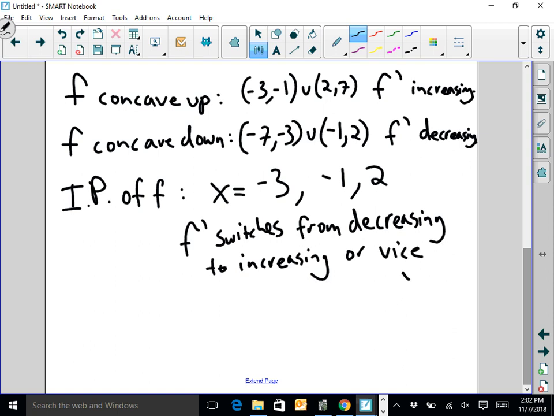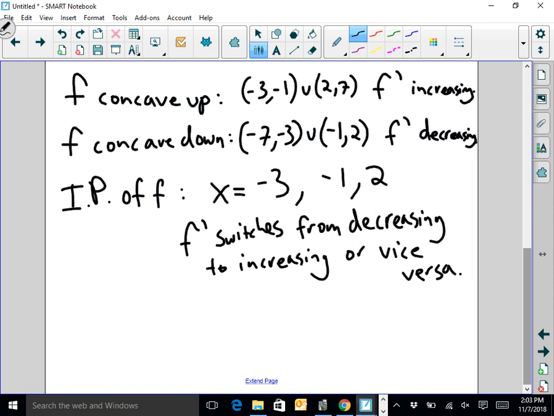Okay. We want to be absolute master analyzers of F prime graphs, right? All of us, every single person should be able to look at an F prime graph and immediately know where F is increasing, where F is decreasing, the critical points and what type they are of F. We need to know where F is concave up, where F is concave down, and we need to know the inflection points of F. We can do that day in, day out, over and over and over again because we know our definitions really well.